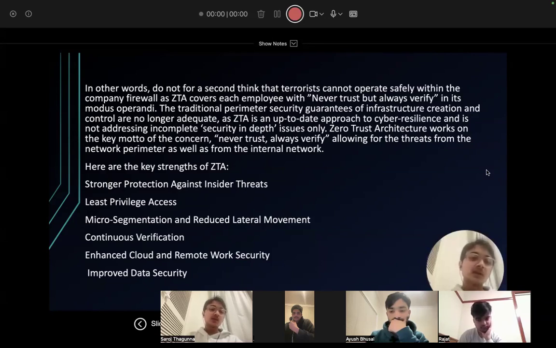Another one is enhanced cloud and remote work security. Zero trust architecture provides remote work security; at home we can set up firewalls and other safeguards for our security. And the last one is improved data security. It provides security with enhanced data usage.